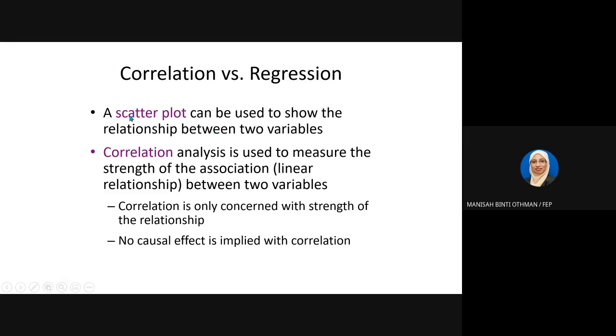For correlation, normally we will use a scatter plot to visualize the data. Both correlation and regression must have at least two variables. When you have two variables and you want to show the relationship, the scatter plot is the tool we can use to visualize this relationship.